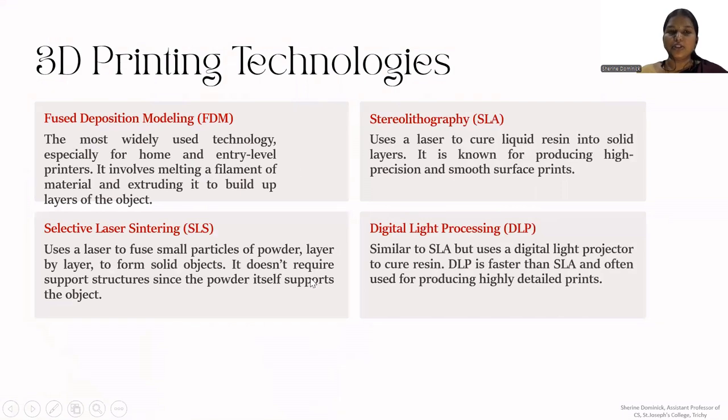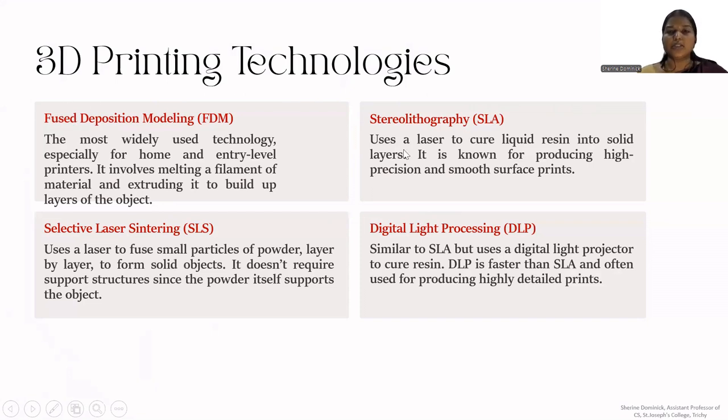Here are certain methodologies that a 3D printer uses. The first one is fused deposition modeling, or shortly known as FDM. The most widely used technology in a 3D printer is fused deposition modeling. In this technology, a filament is melted, or the material is extruded, to build up the layers of the object. So here, the raw material is sent as a fused material.